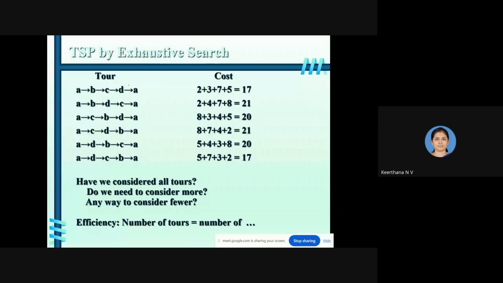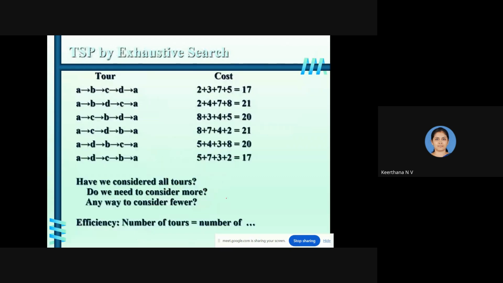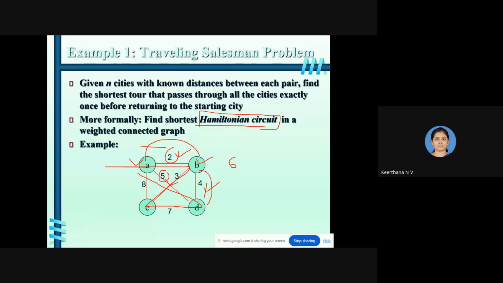So see here, this is a tour: A to B, B to C, C to D, and D to A. This path is possible. It means that we are combining all possible combinations, so all possible combinations have to be considered. The second one is A, B, D, C, A. This is one of the possible combinations.